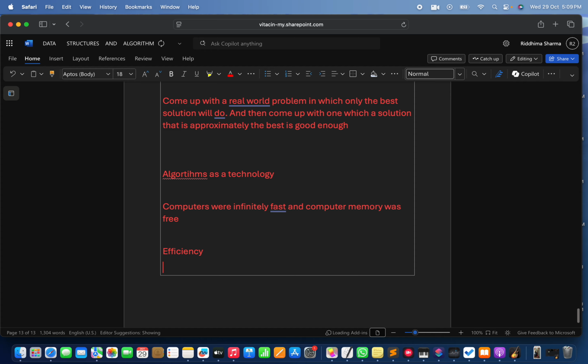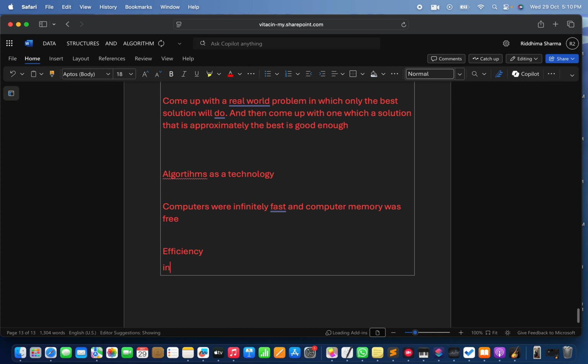Different algorithms devised to solve the same problem often differ dramatically in their efficiency. These differences can be much more significant than differences due to hardware and software. As an example, we will see two algorithms for sorting. The first, known as insertion sort, takes time roughly equal to C1 n square to sort n items, where C1 is a constant that does not depend on n. That is, it takes time roughly proportional to n square.